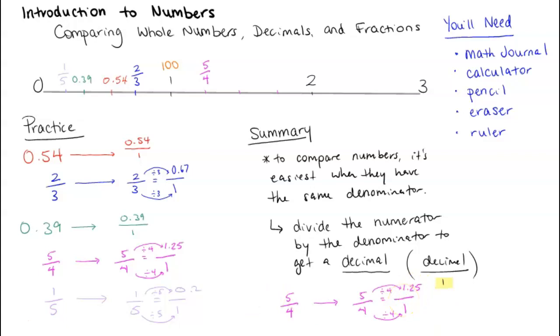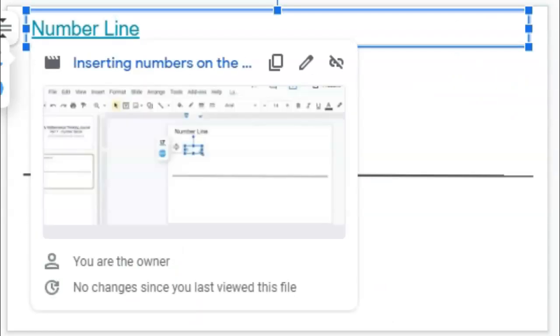All right, let's talk next steps. You're going to go back to your slideshow, and you're going to put the numbers we just talked about on your number line. So if you want to know how to do that on your slides, there's a video here. Just click on the word number line, and you'll get an instructional video.